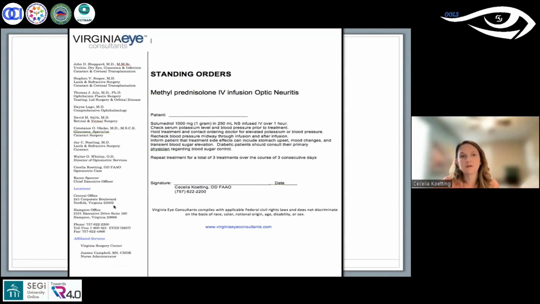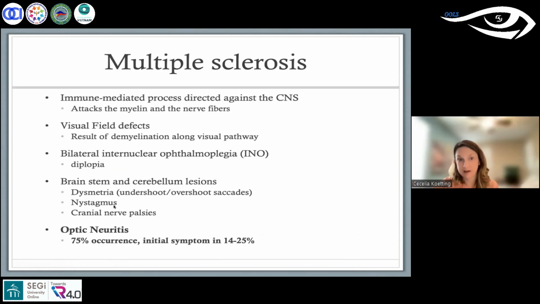So standing orders, this is what I have for my standing orders for these patients for optic neuritis for methylprednisolone IV infusion. And it lets them know how to check for their serum potassium and everything that needs to be done. And they're going for typically 3 to 5 days in a row.